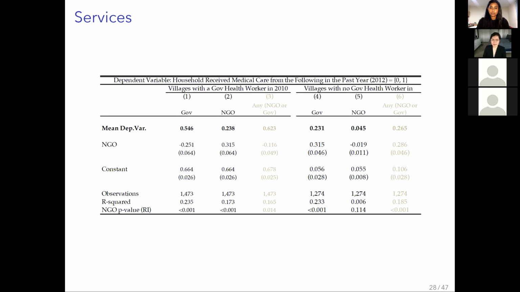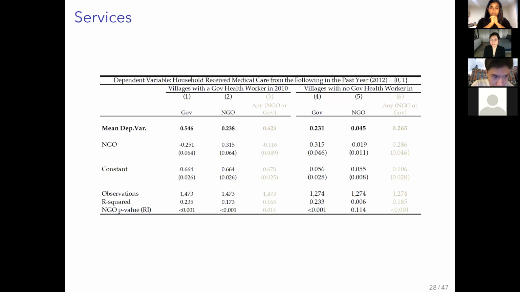And what we find is that in villages with a government health worker, when the NGO enters, they are 25 percentage points less likely to see a government health worker for medical advice. They are 31.5 percentage points more likely to see an NGO worker. Okay, and then I'll come back to column 3 later.